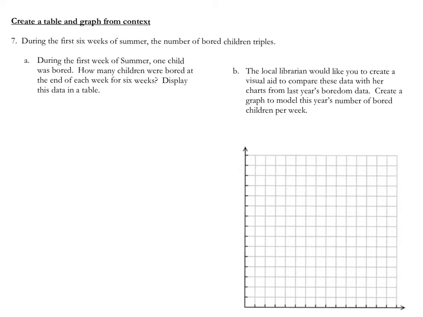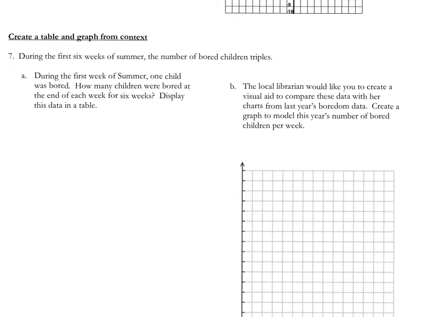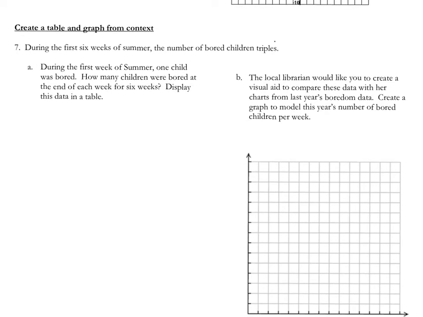Okay, let's just do some more work on creating and analyzing graphs. Let's look at creating a table and a graph from context, okay? From a real world problem. It says during the first 6 weeks of summer, the number of bored children triples. Okay, so there's our keyword, triples.